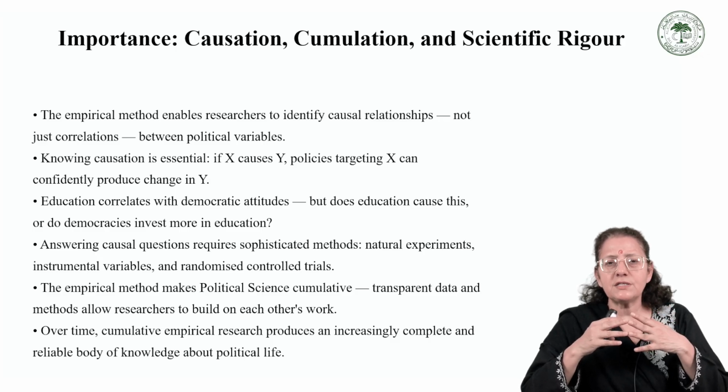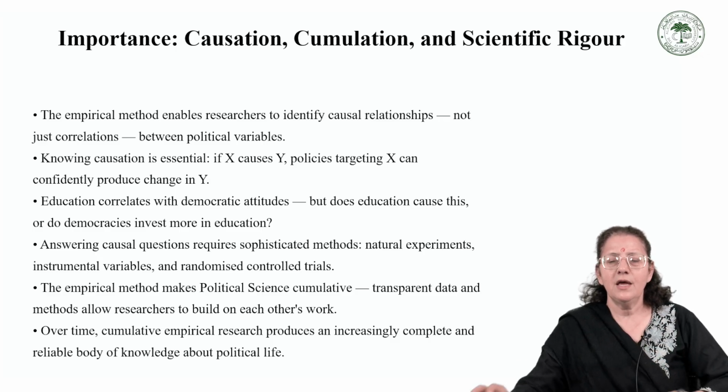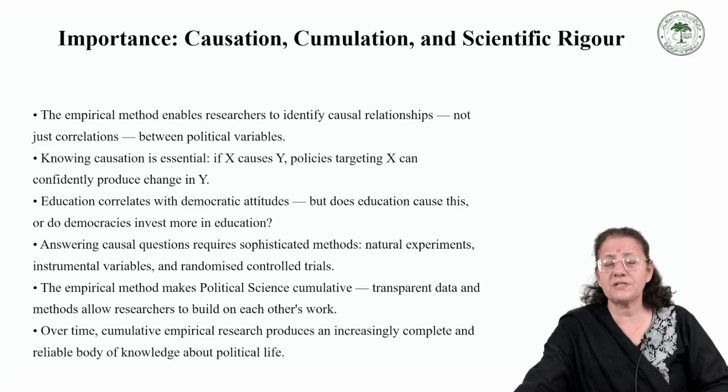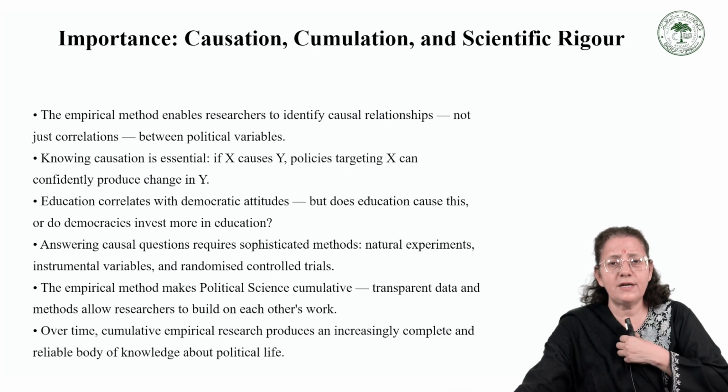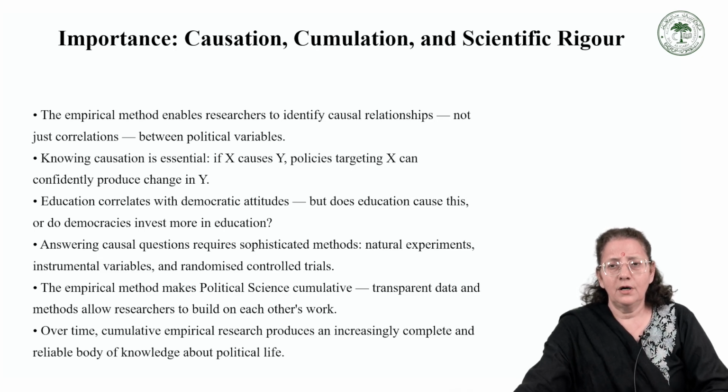Understanding causation is essential for effective policy making. If we know that a particular intervention causes a particular outcome, we can design policies with confidence. If we only know that two things are correlated, we cannot be sure that changing one will change the other.